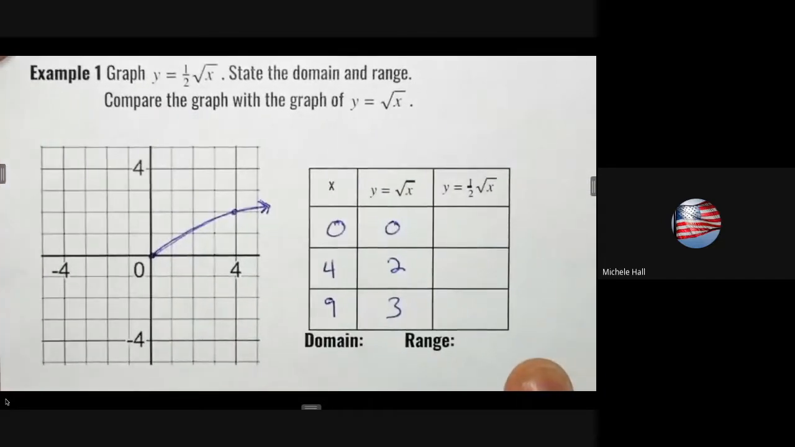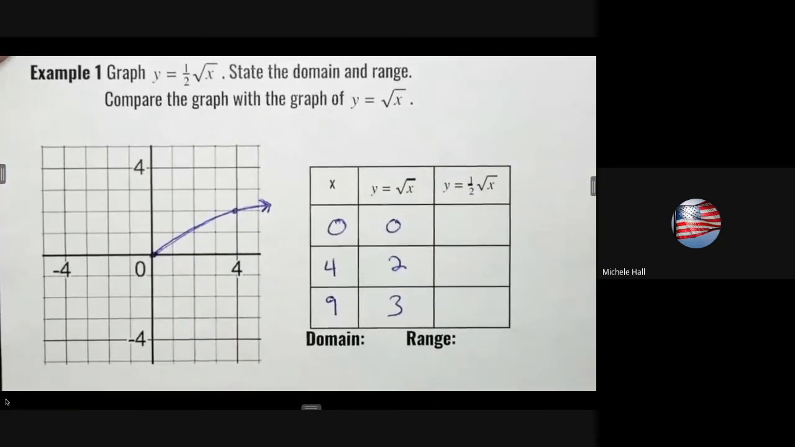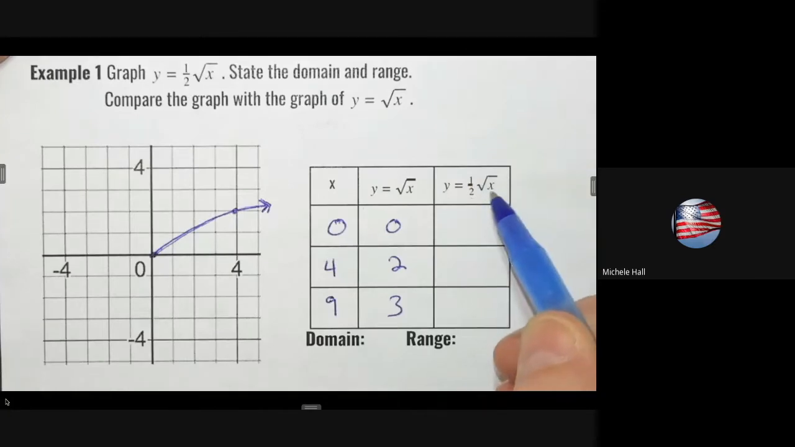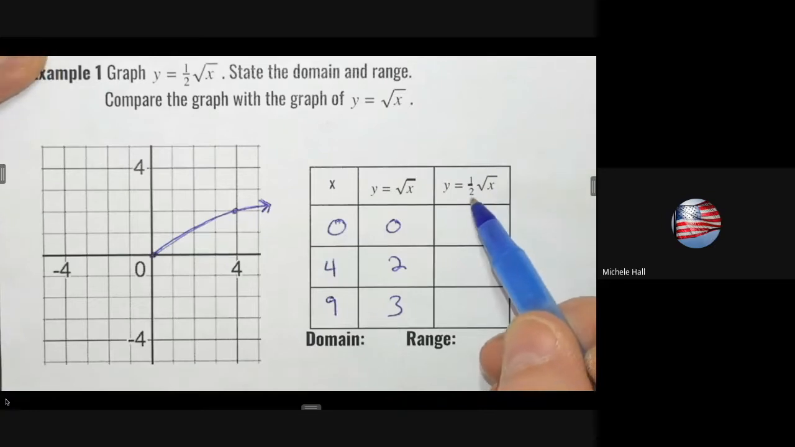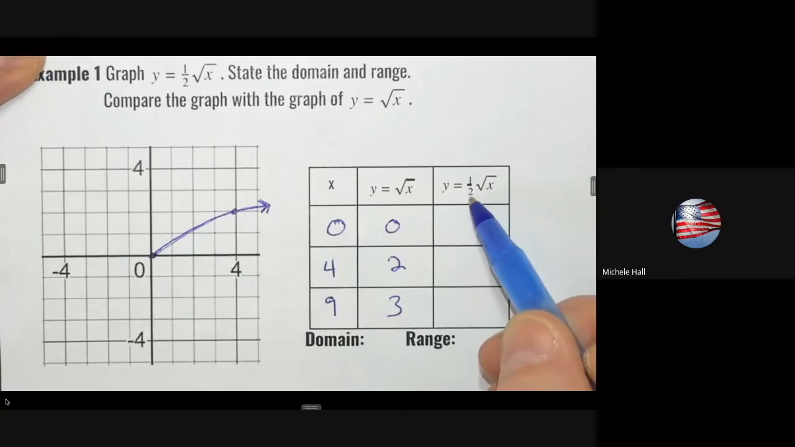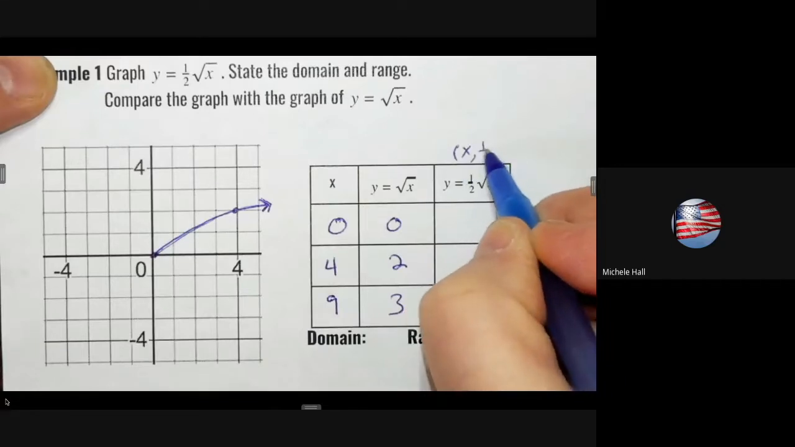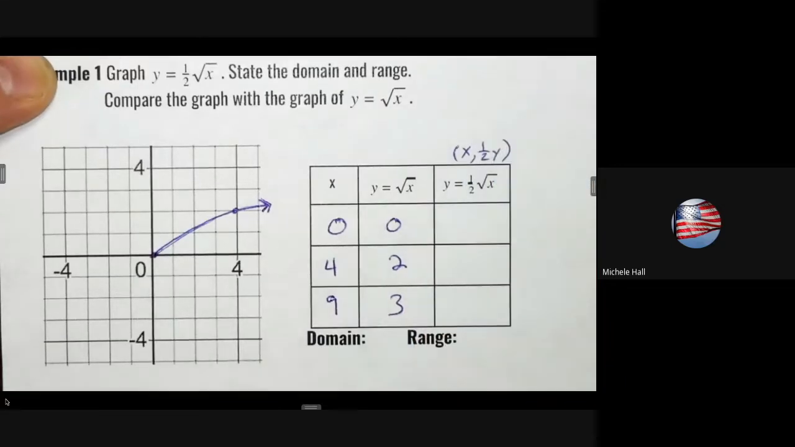The next thing that we're going to do is look at the transformation. What is going on here? We have a half that's being multiplied to x or to y. If it was being multiplied to the x, it would be with the x. So this half is being multiplied to the y value. It's being multiplied to the function. We know that we're going to have x, and then we're going to multiply our y values by a half. And we're using these y values here.